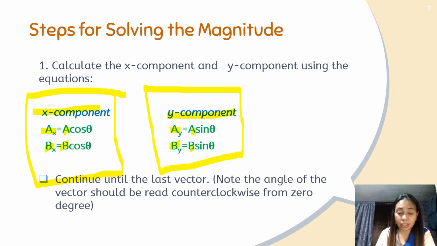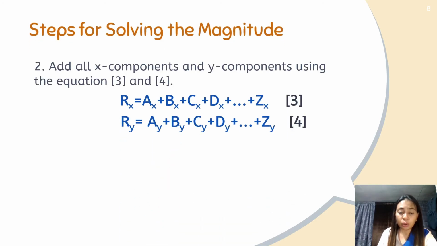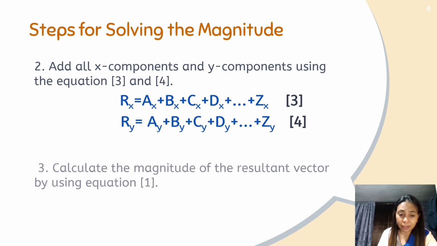So we have used that last time. Then we continue until the last vector. So last time we only have up to 2 vectors. Okay, so that's why we have only a and b. So again, we have to take note that the angle of the vector should be read counterclockwise from the 0 degree. So in solving for the magnitude, we are going to add all the x and the y components using this equation. So we did this last time.